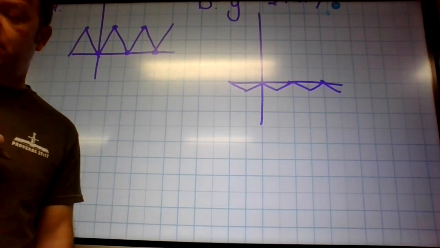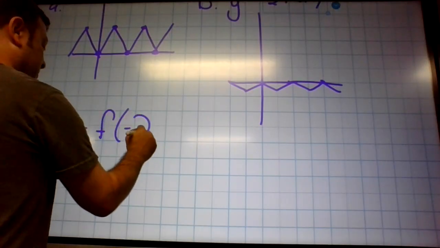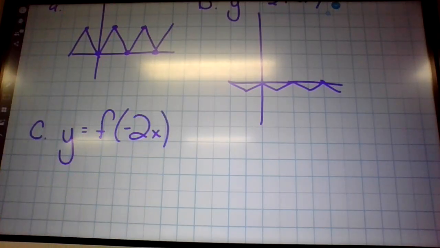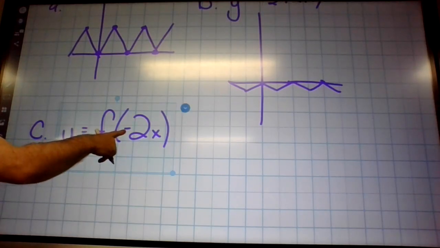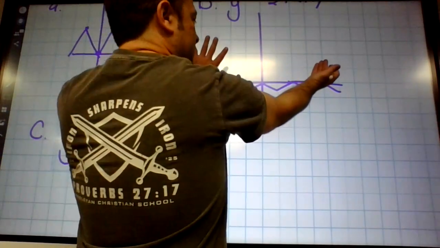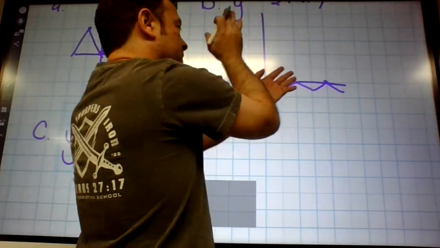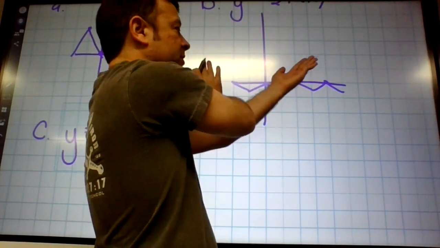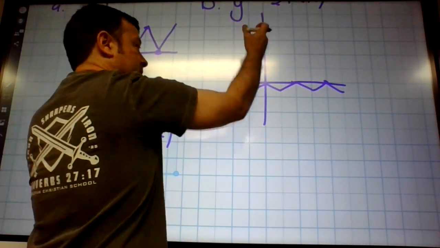Okay, C. What's different about C from A? It's right on the X. What happens when you multiply? Well, we talked about the negative yesterday or maybe the day before. What happens when you put a negative on the X? You guys remember? Okay, the X coordinates are opposite. So positive X values go to negative, negative X values go to positive. So it's a horizontal flip across the Y axis when you make X's negative.